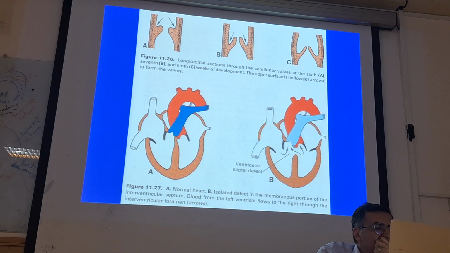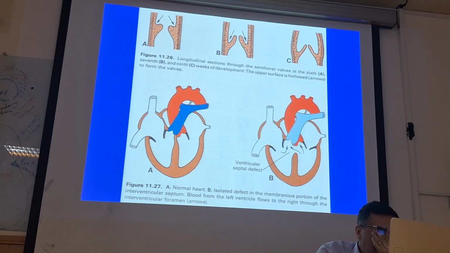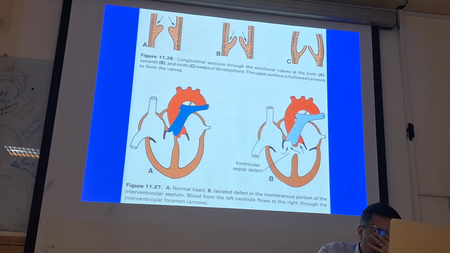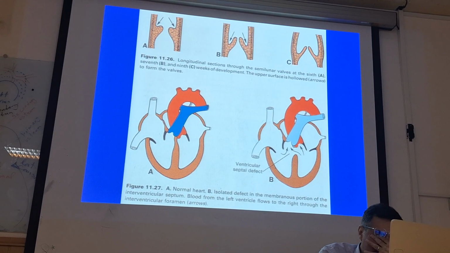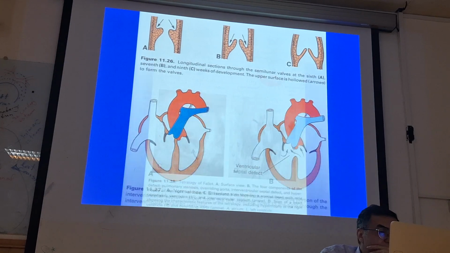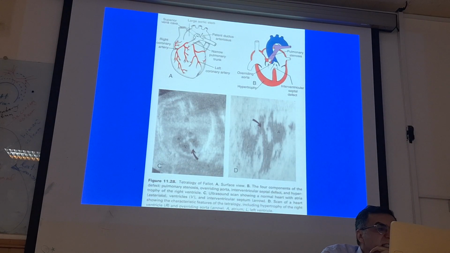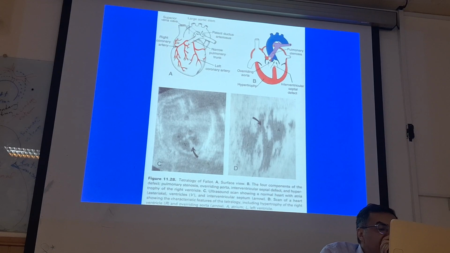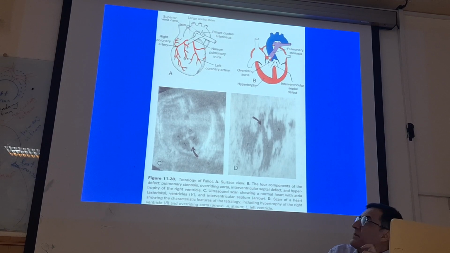Here is a defect in the intermembranous septums, the B pictures. Compare A and B. Is it clear? Yeah. This one is a tetralogy of Fallot.